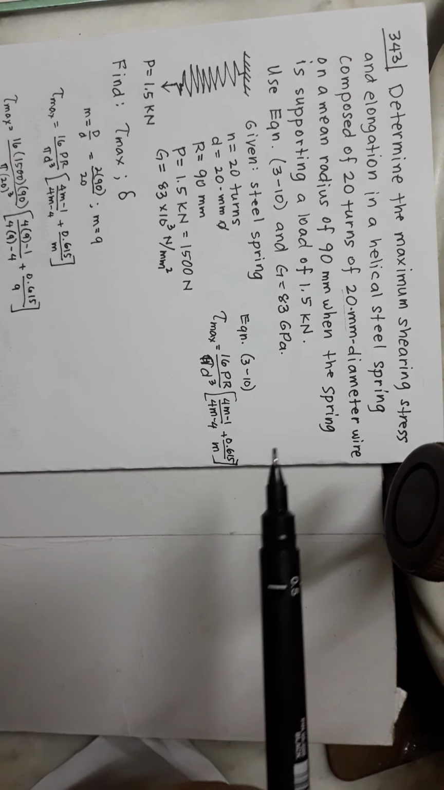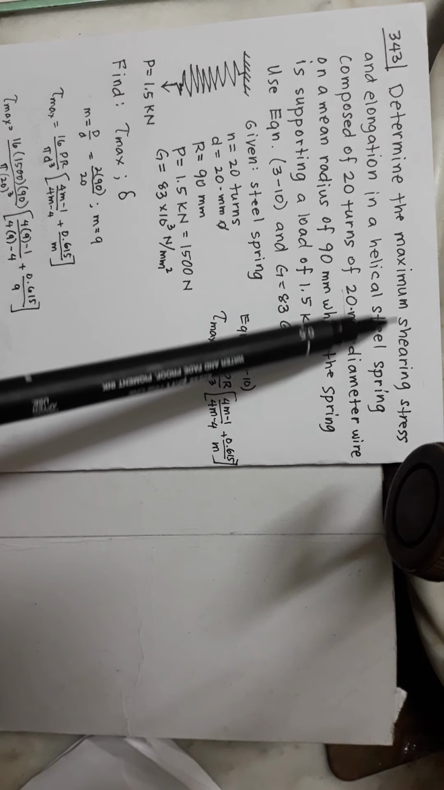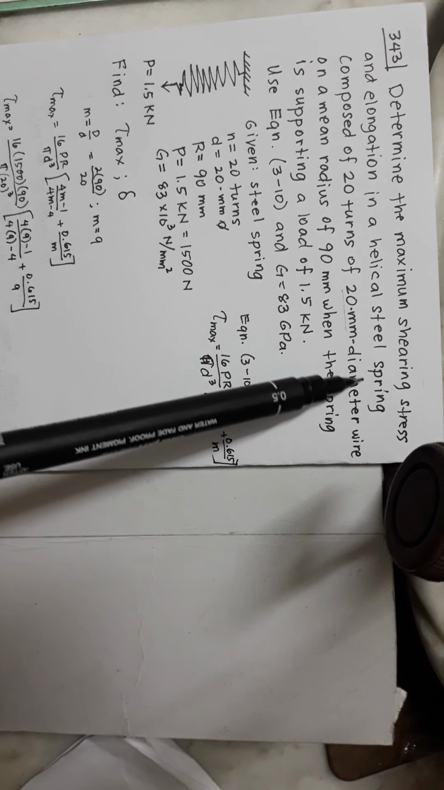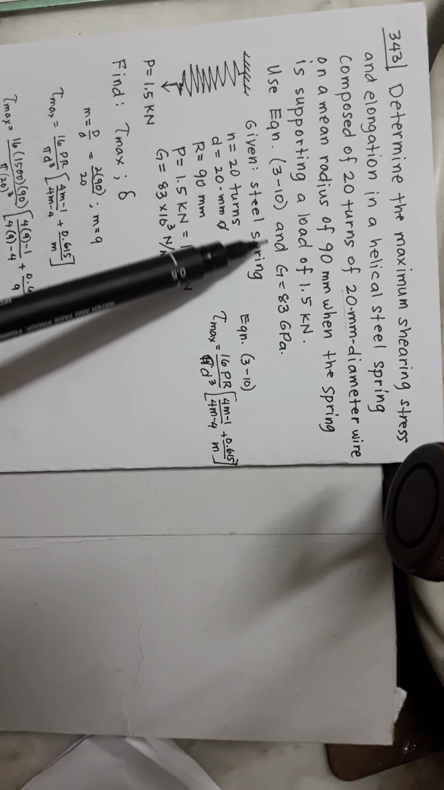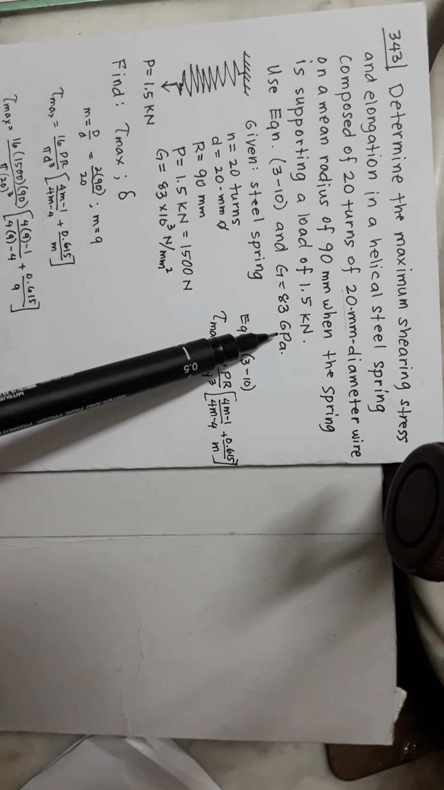For this session, we are going to solve a problem on helical springs. So let us start with problem 343. Determine the maximum shearing stress and elongation in a helical spring, a steel spring composed of 20 turns of 20 mm diameter wire on a mean radius of 90 mm when the spring is supporting a load of 1.5 kilonewton. Use equation 3-10 and G, the modulus of rigidity, equal to 83 gigapascals.